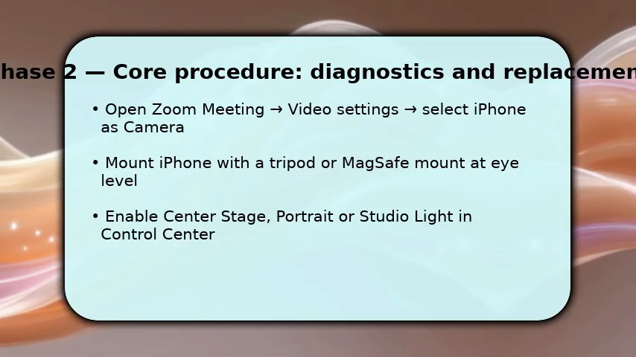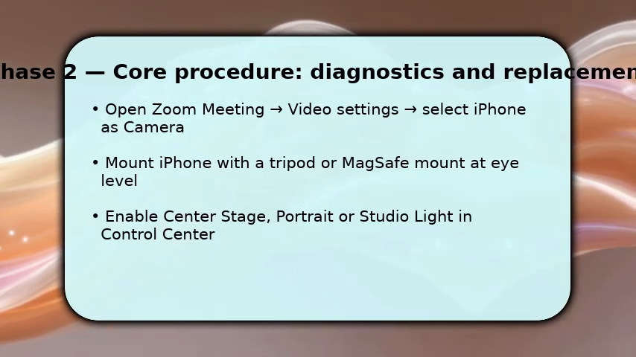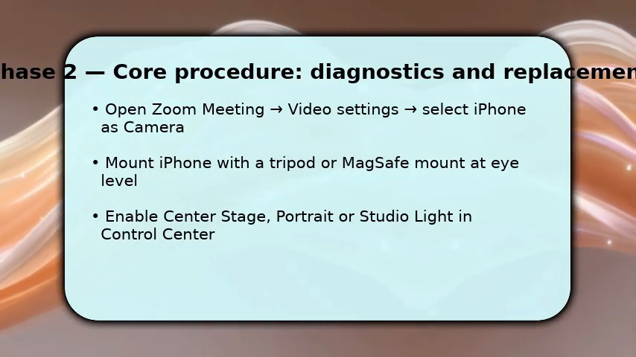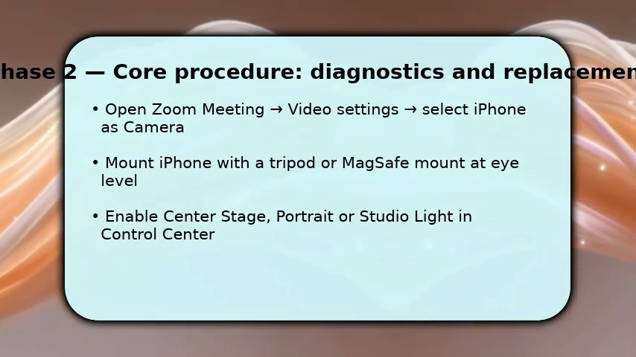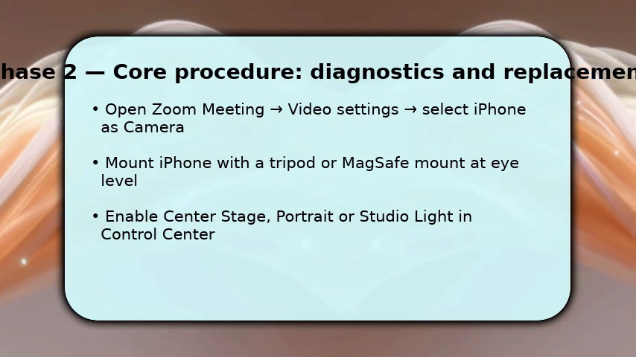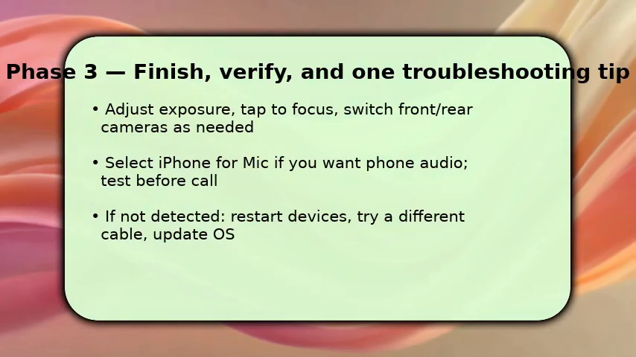Then on the iPhone, swipe open Control Center and enable Center Stage, Portrait, or Studio Light to improve composition and lighting. These steps produce a cleaner, more professional image so viewers focus on you. Finish by fine-tuning the picture and audio.